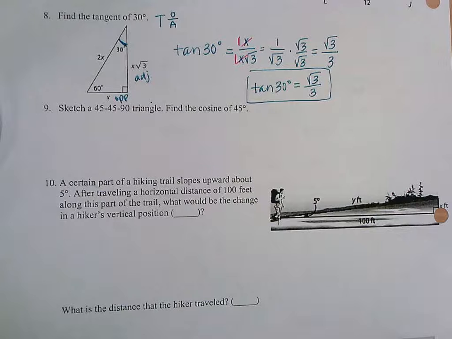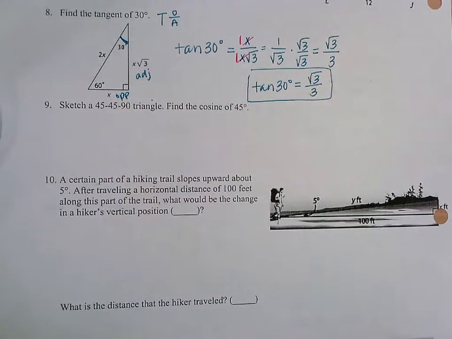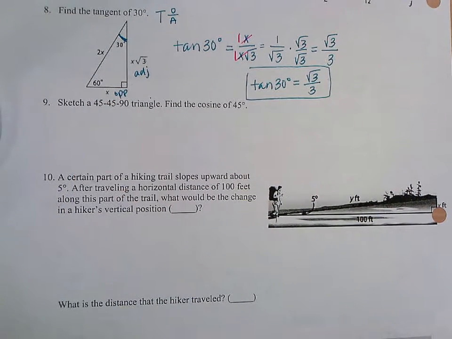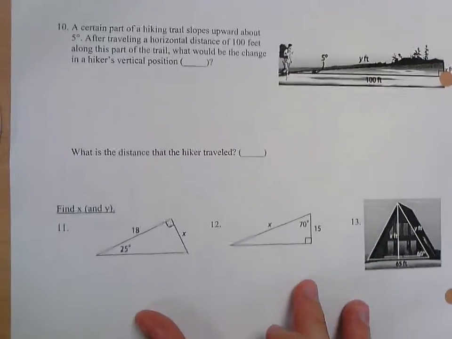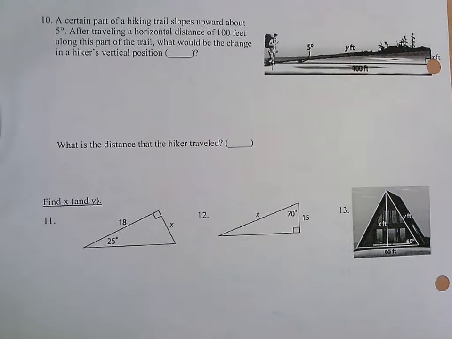Any other questions on that one? Okay. Again, I want to leave time to work. I'm going to skip over 9 because that's similar. It was having you sketch a 45, 45, 90. So it's just another special right triangle, so similar example. But I do want to look at 10 because this one is a little bit different.